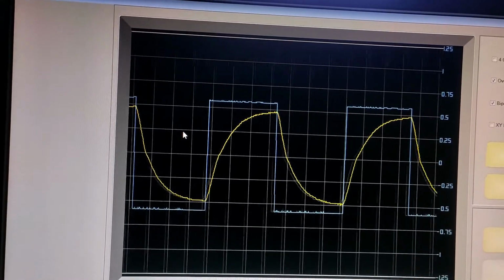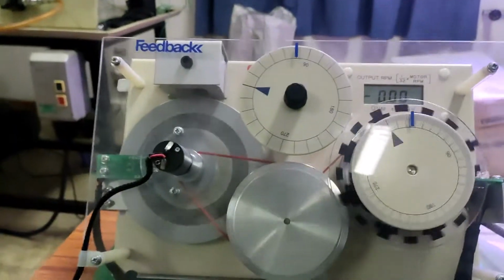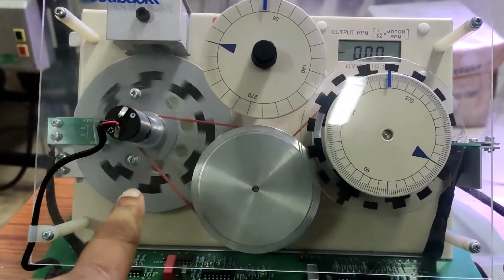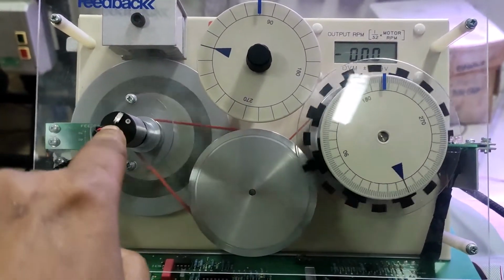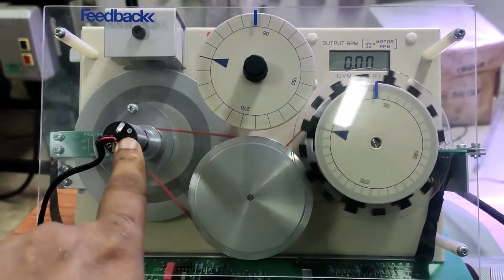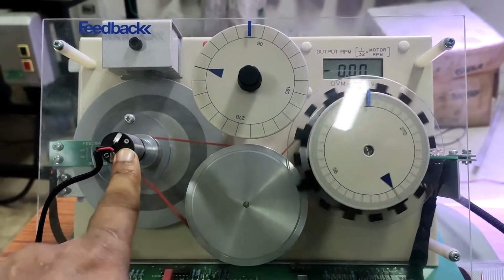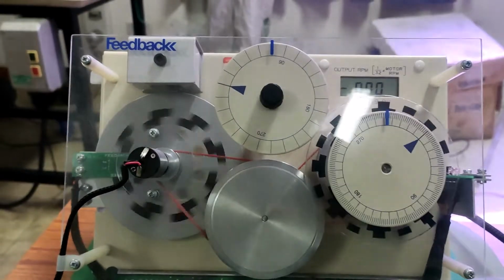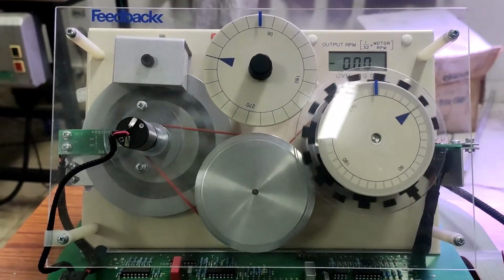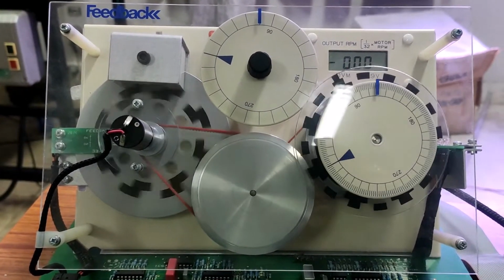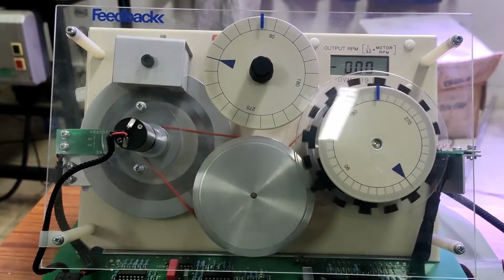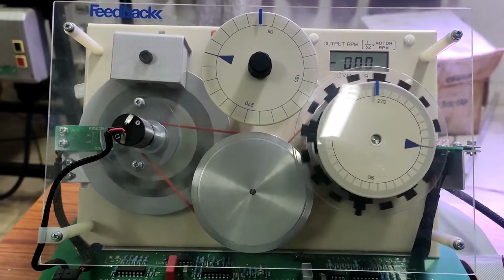I am going to apply the eddy current brake, which is here, to this DC motor. This is a tacho generator, which gives you the output signal, which is the response of your motor. So I am going to apply this brake. Now the brake is applied. This eddy current brake obstructs the motor torque, so it will reduce the RPM of this motor.